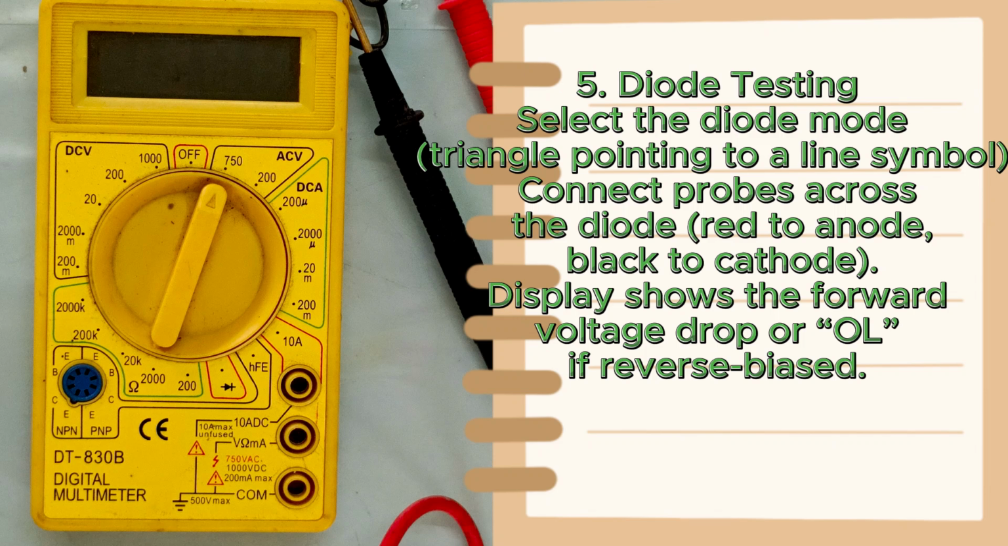5. Diode testing. Select the diode mode, triangle pointing to a line symbol. Connect probes across the diode, red to anode, black to cathode. Display shows the forward voltage drop, or OL if reverse biased.